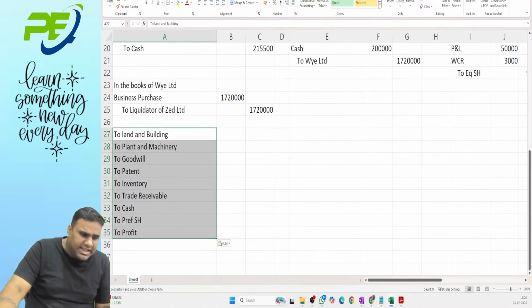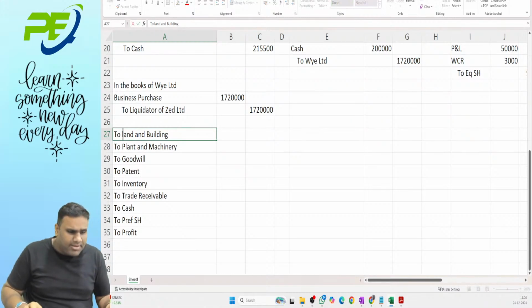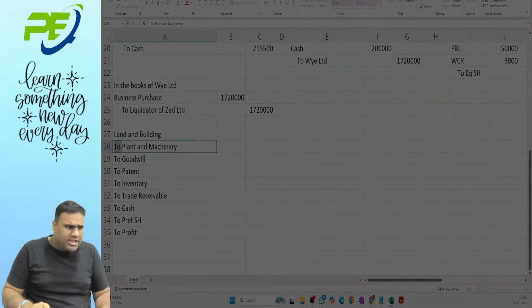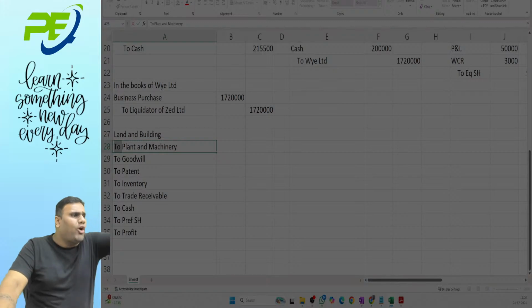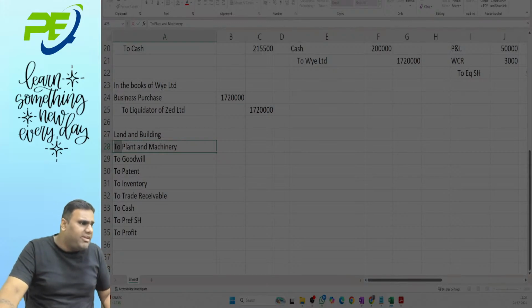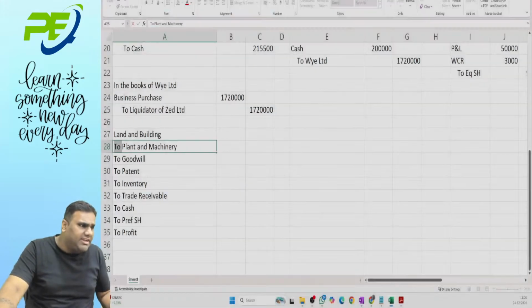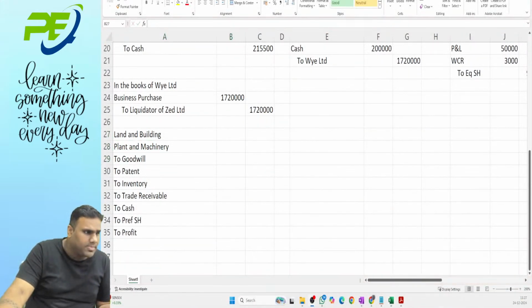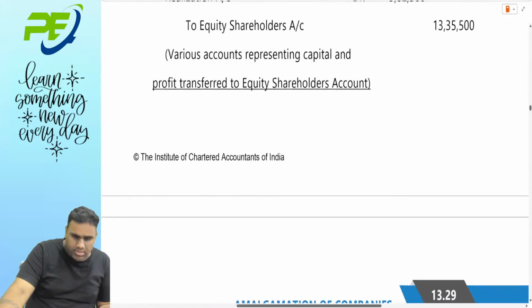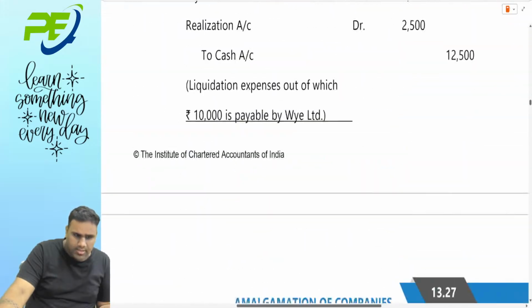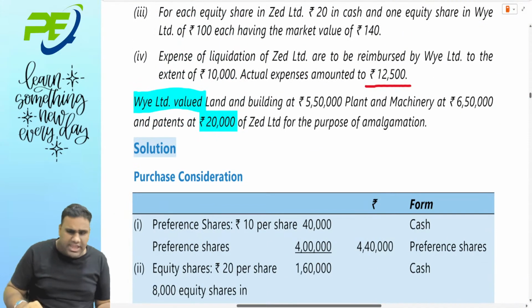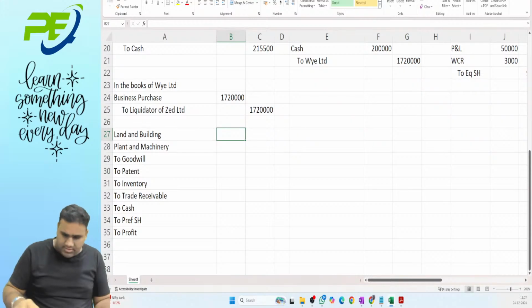Now, think and tell, all the assets and liabilities will be recorded at book value or market value. Market value. They said, we are least bothered whatever figure was there in your books. We will take at the agreed values. So land and building, 550 and 650.